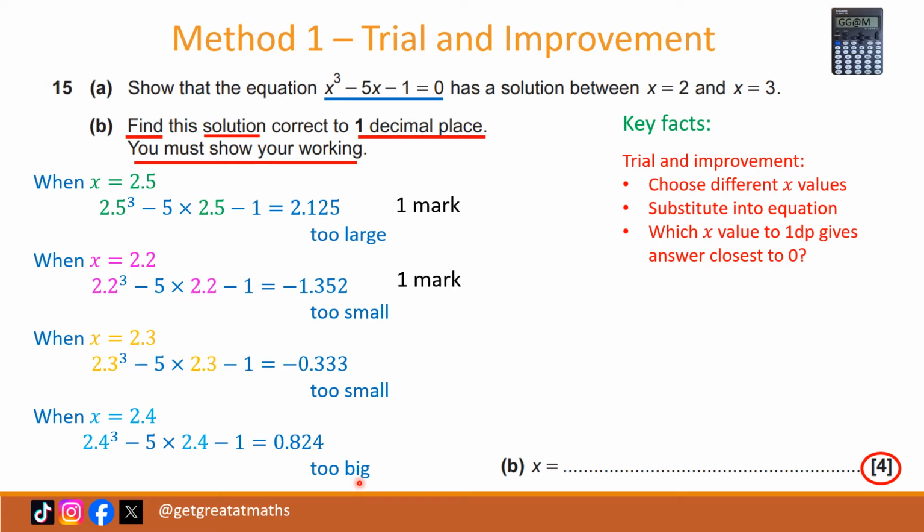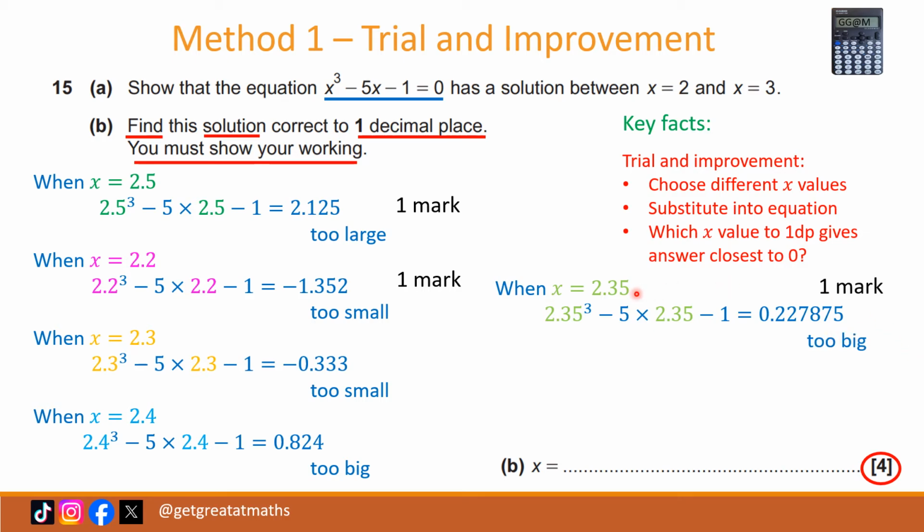Now we have to choose which one it is going to be. Which one of these answers is closest to 0? Now to help us decide, we're going to choose the number in between 2.3 and 2.4. So we're going to look at the number 2.35. If I substitute 2.35 into the equation, I get 2.35 cubed minus 5 times 2.35, take away 1, which is equal to 0.227875. Now this is too big.